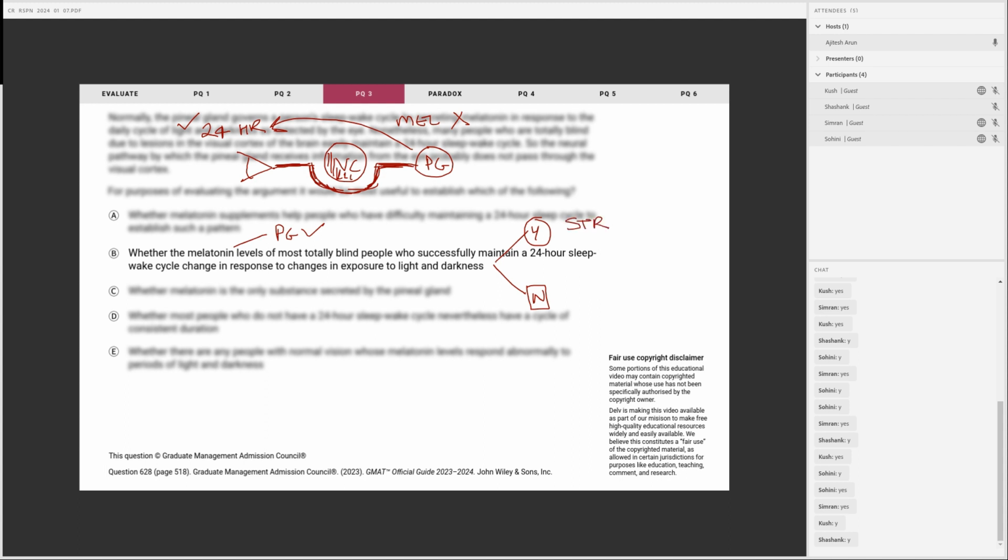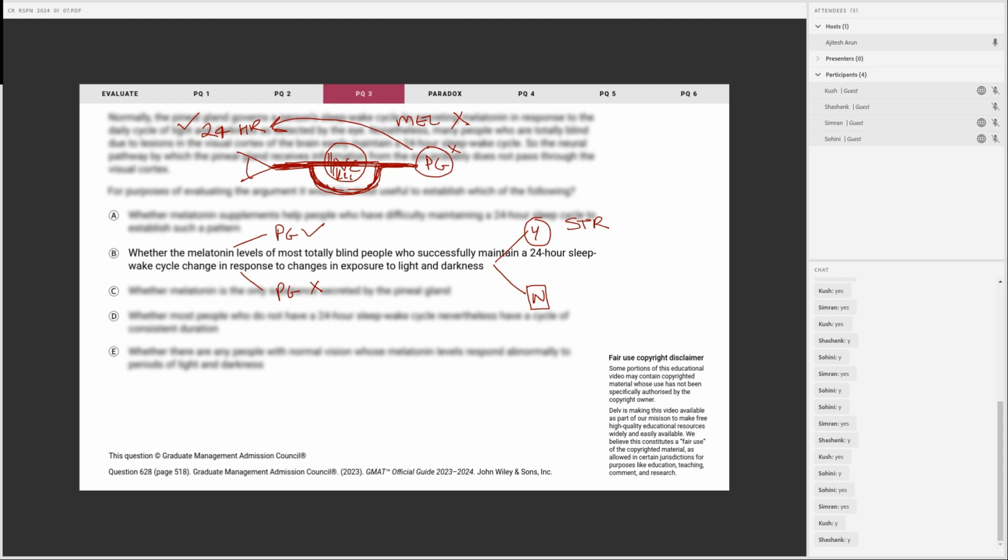Why? Because then it's more likely, remember, not 100% certain, but more likely that the neural pathway does not pass through the damaged visual cortex. So if the pineal gland is getting activated, then it's more likely that the neural pathway does not pass through the damaged part of the brain. And if the pineal gland is not getting activated, that means the conclusion may be wrong. The neural pathway may be passing through the visual cortex. Because if the pineal gland is not even in play, then we can't say whether the neural pathway is not passing through the visual cortex.